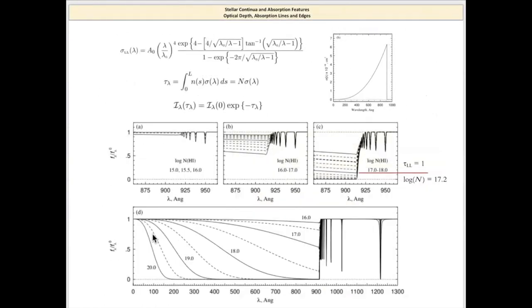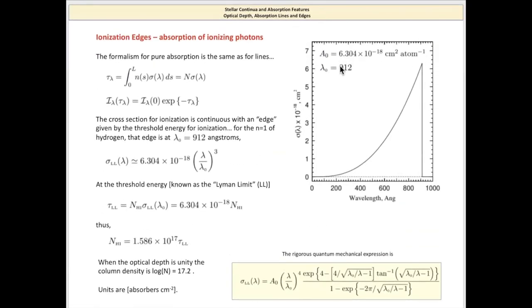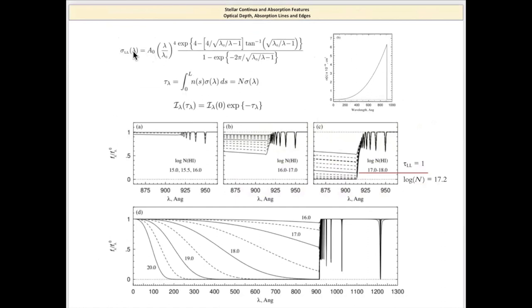This is a very busy plot, but it's a homegrown plot that I want to show you. I made this myself. You can make one yourself from this slide very easily. You can just write a little program that says, I'm going to write a loop across wavelength, and this is going to be my cross section, and tell me what my cross section is as a function of wavelength. Okay, where A naught is given by this number here.